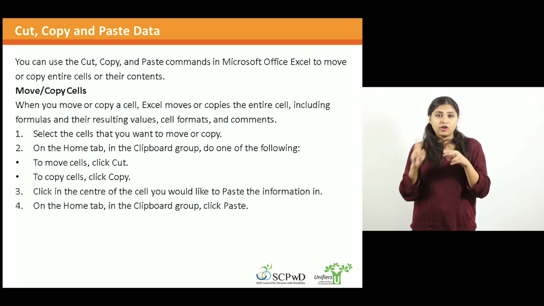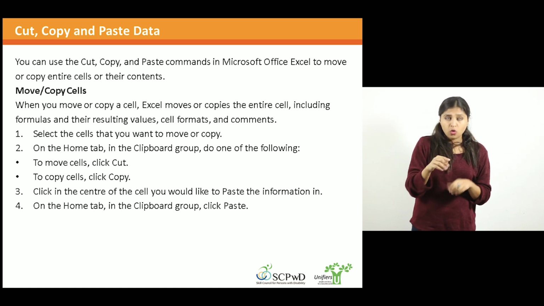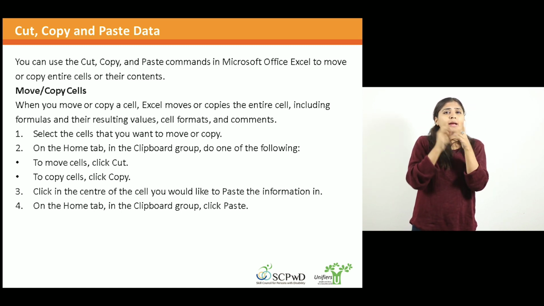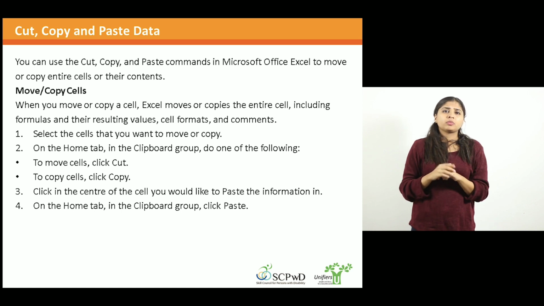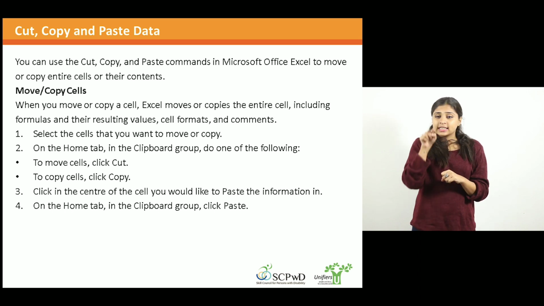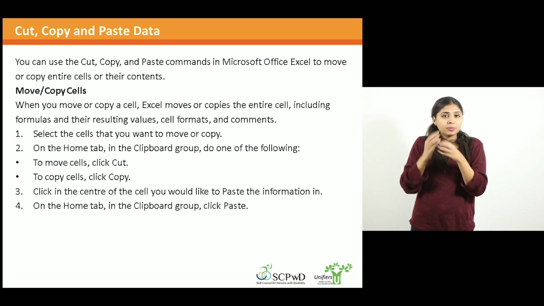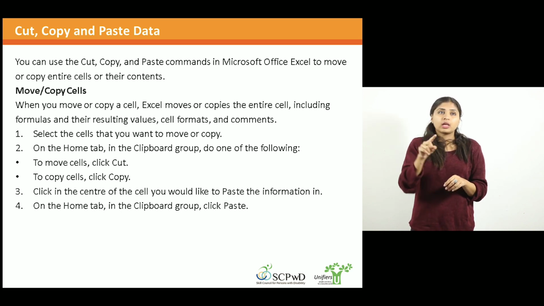Number 1. Select the cells that you want to move or copy. Number 2. On the Home tab in the Clipboard group, do one of the following. To move a cell, click Cut. To copy a cell, click Copy. Number 3. Click in the center of the cell you would like to paste the information in. Number 4. On the Home tab in the Clipboard group, click Paste.